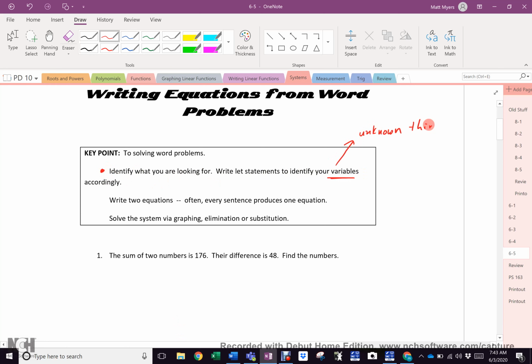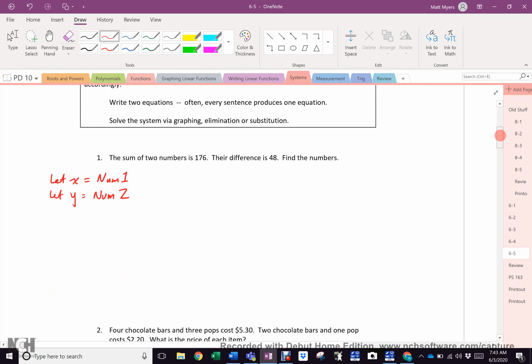thing. So let's read this first question. The sum of two numbers is 176. Their difference is 48. Find the numbers. What are we looking for? We're looking for two numbers. Do we know what they are? No, we do not. So let x equal number 1 and let y equal number 2. All right, now we're going to do this for all four of these questions. So you see it 4 times in a row.